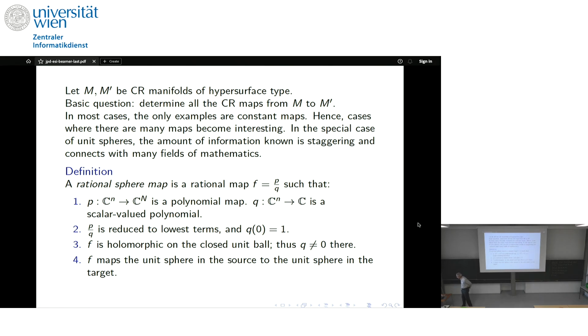Okay, so let me remind you of the definition. A rational sphere map is simply a function from complex n space to complex N space, P over Q, away from the singular locus of the denominator. P is a polynomial, Q is scalar valued. It's always assumed reduced to lowest terms. Q of 0 equals 1, doesn't matter in this talk. But I'm always assuming F is holomorphic on the closed unit ball, and thus the denominator is not 0 there. And the crucial point is that F maps the unit sphere in the source to the unit sphere in the target. So you might say, big deal, who cares?